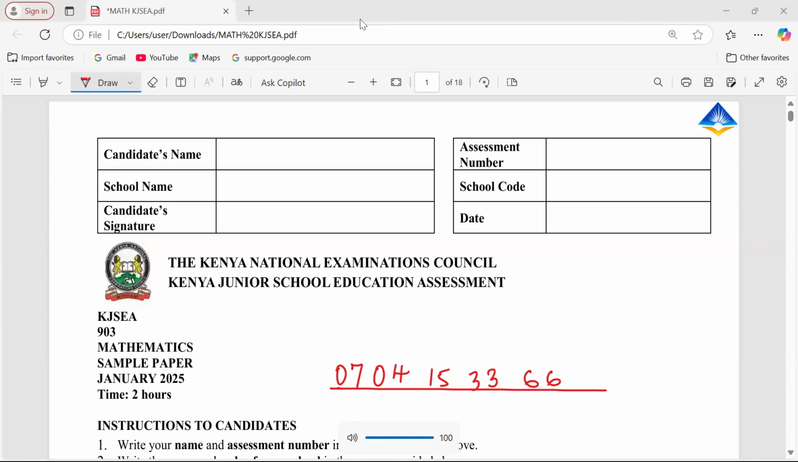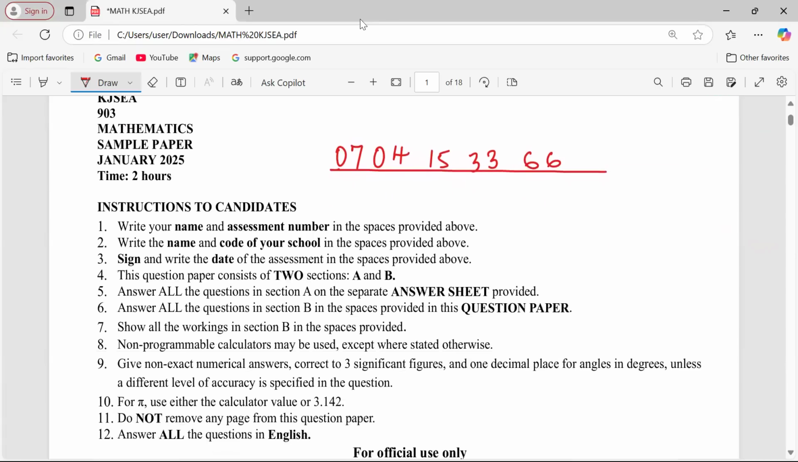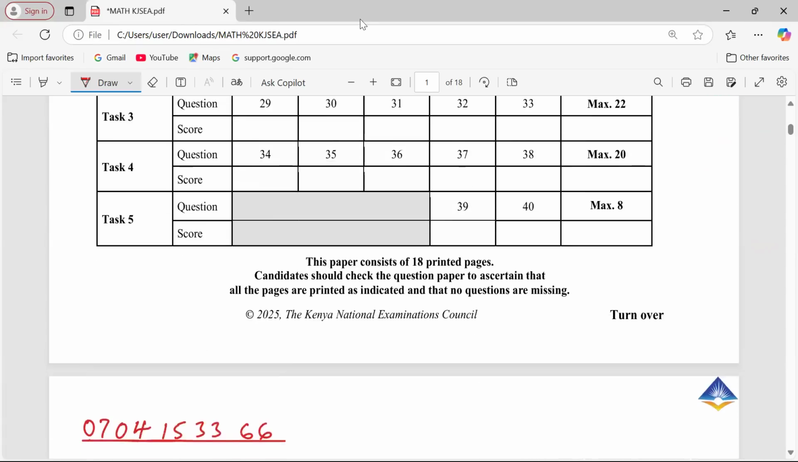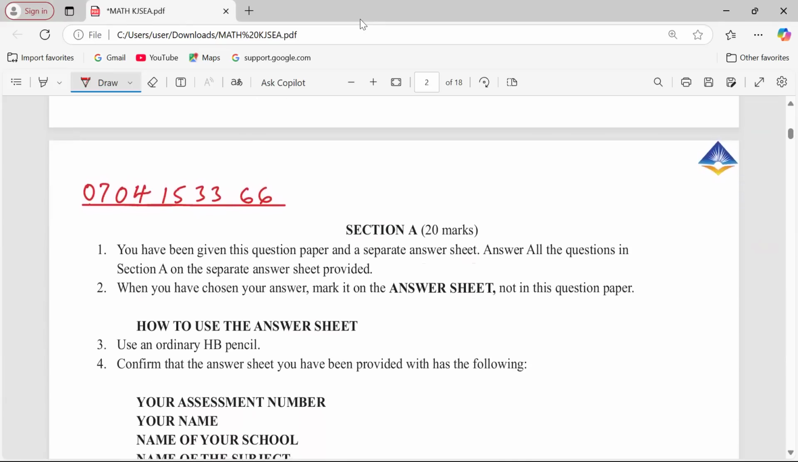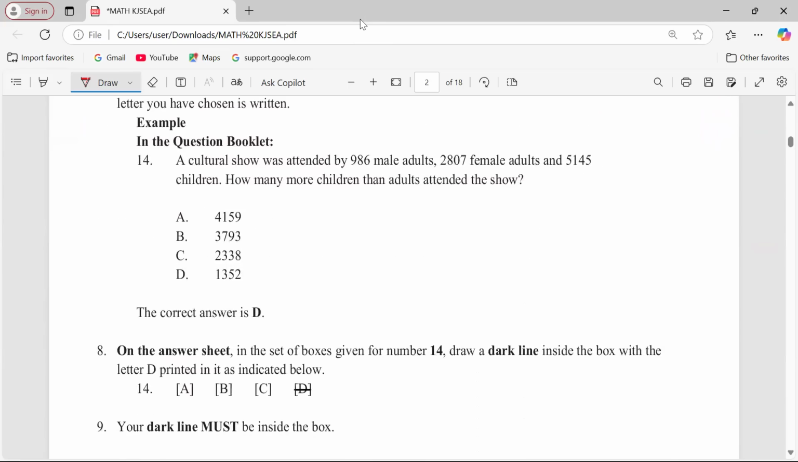As we continue preparing for the KJSEA 2025 exam, we shall be looking at several examinations and samples, and one is here. So as we discuss this paper, I hope that learners are going to benefit from the program.